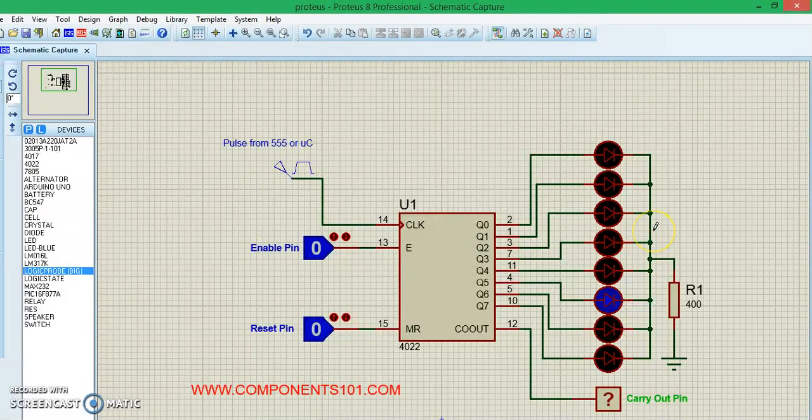In this video, I'll show you how the divide by 8 counter IC, which is the CD4022, works. We have already covered a similar IC, a decade counter IC called 4017. The difference is that a decade counter IC can count from 1 to 10, while a divide by 8 counter IC literally counts from 1 to 8.